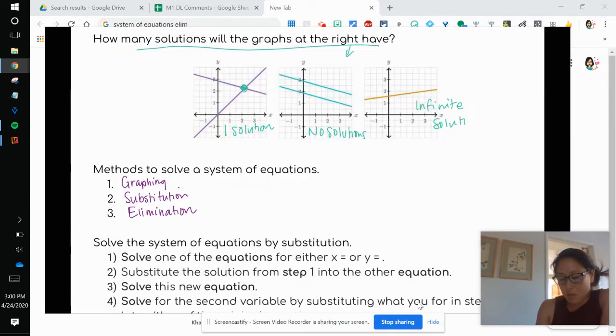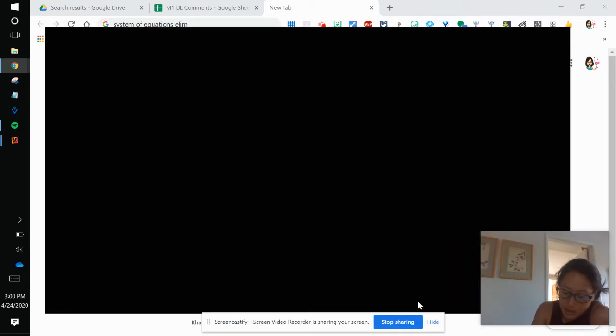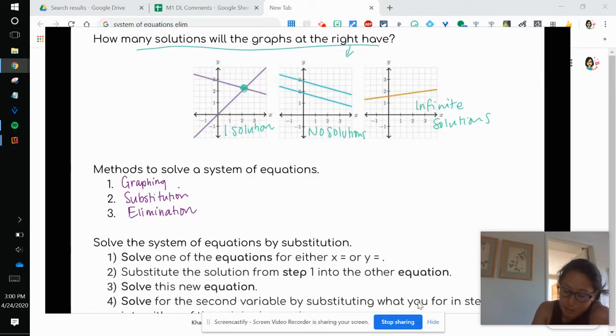And then when we solve today, we're going to be using substitution. So one of the tricks to knowing that you have no solution is when you get something like 0 is equal to 7, something that doesn't make sense, something that's not true. This statement has no variables, and the statement doesn't make sense.